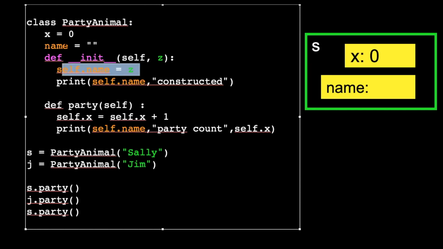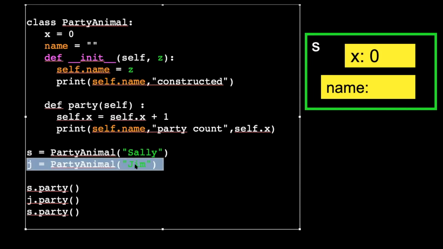I'm hoping that maybe you can see what's going on here. The fact that you're calling s as a party animal Sally, and this s is really Sally at runtime. So Sally becomes z, and z becomes the name itself. This allows you to create a party animal with a label called s, and its name is set to Sally. And this one allows you to create a party animal Jim.